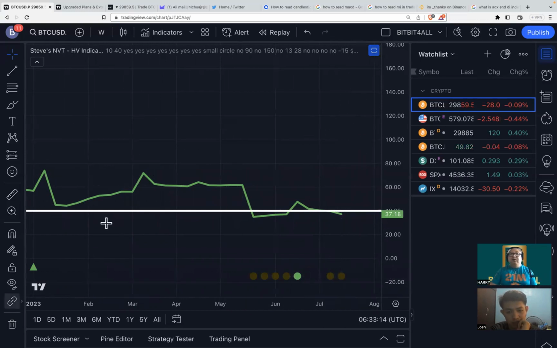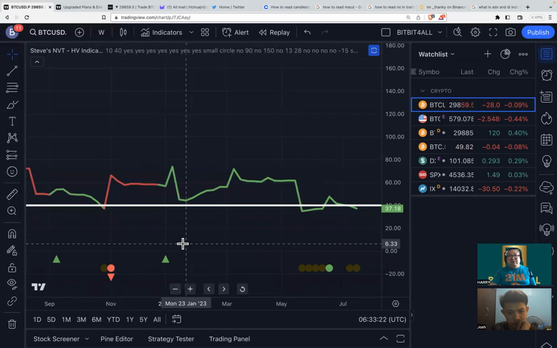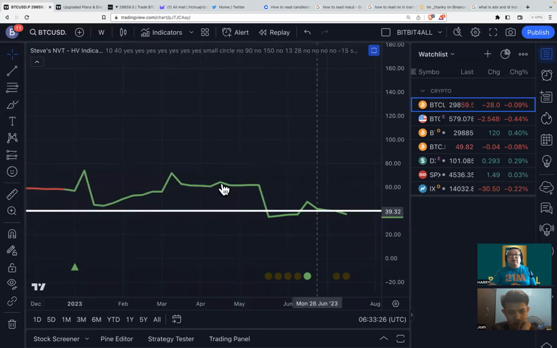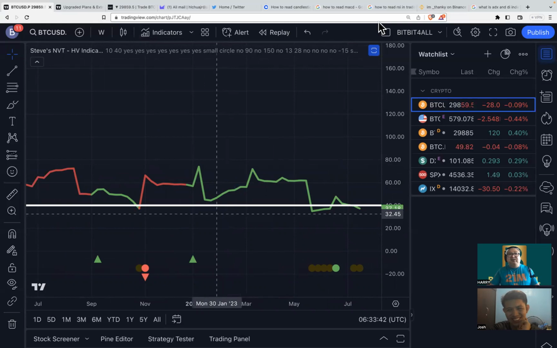Kasi dati parang I was blindly trading. I didn't know where the market was going, and I got wrecked so many times. Like, patay. But when I discovered Steve's, nagbayad talaga ako nito. Marami siyang courses, very expensive. Nag-subscribe ako at discount, but it was still very expensive. So nag-stop ako.